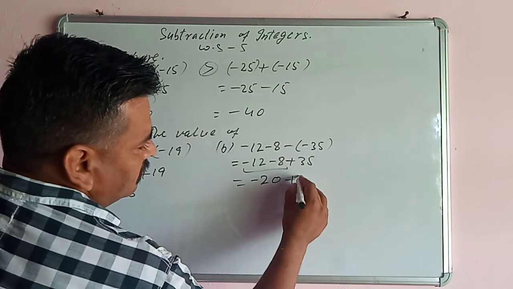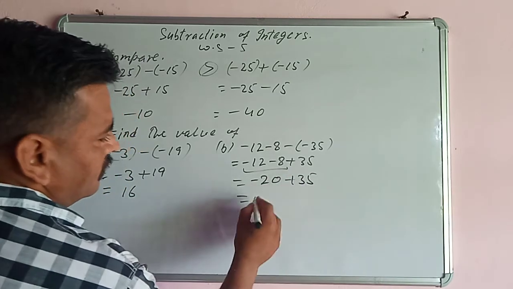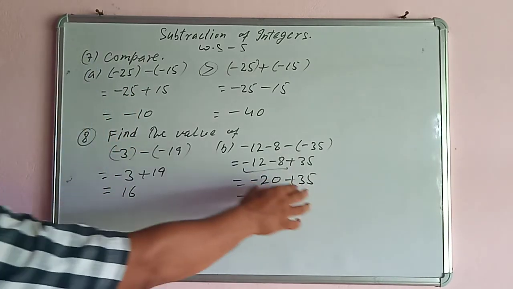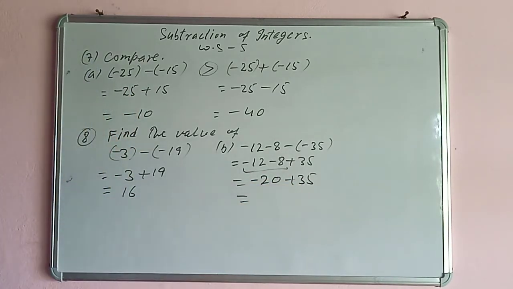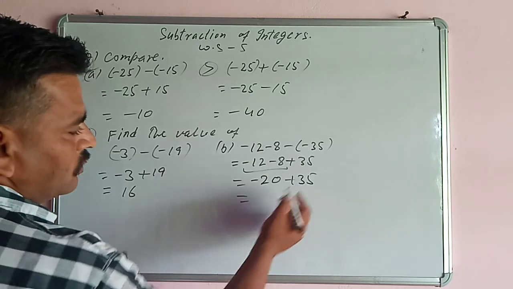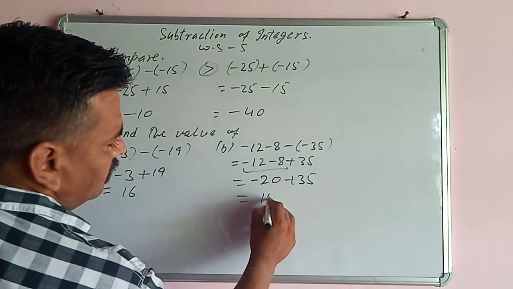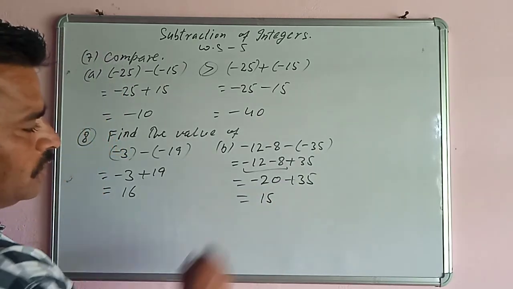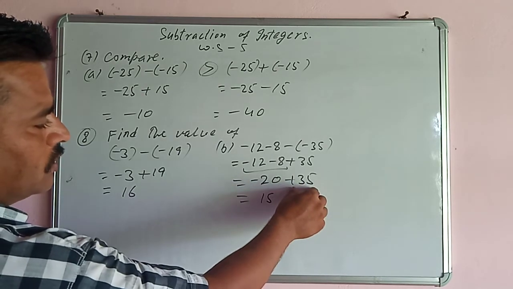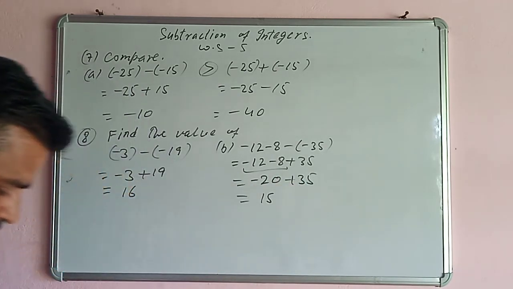Now plus 35. Now we have changed three integers into two. Now one is negative and another is positive. So both have opposite signs, so we will subtract them. So 35 minus 20 it is 15. So answer is positive 15 because positive number is greater.